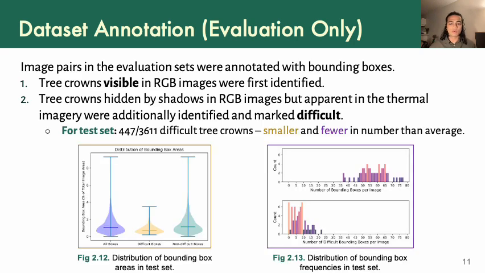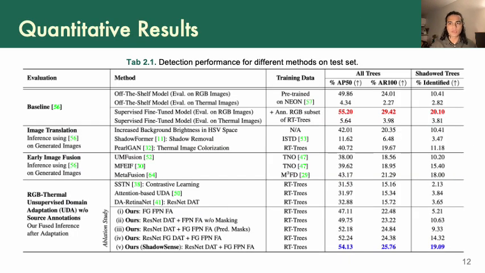In total, there were 447 difficult trees in the testing set, and these were typically smaller as shown by the distribution of bounding box areas in the left plot, and fewer in number as shown by the distributions per image in the figure on the right. And this is because these boxes tend to correspond to shorter, younger trees that are often crowded out by their larger neighbors.